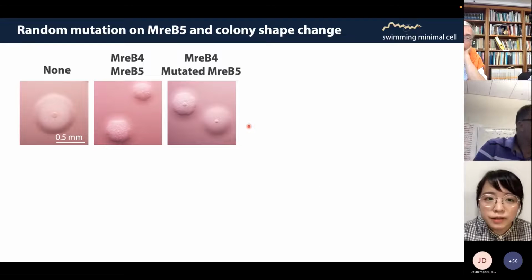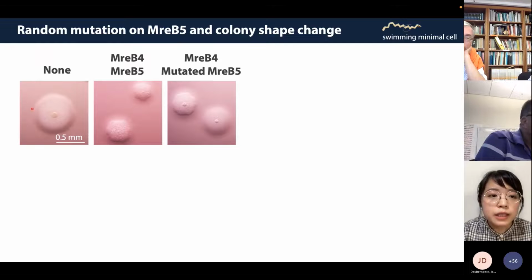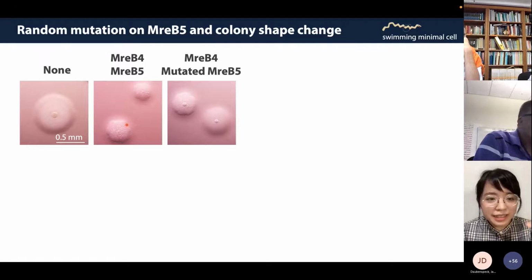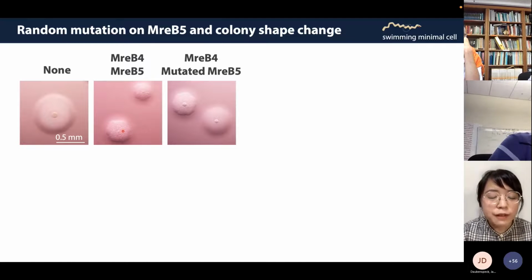And this is a result. The Sin3b original cell shows a typical mycoplasma colony shape, like a fried egg shape. And Sin3b, which has swimming motility by MRAB4 and 5, shows a different colony morphology, like a distorted-edge colony shape, and the surface looks not smooth, a rough surface.